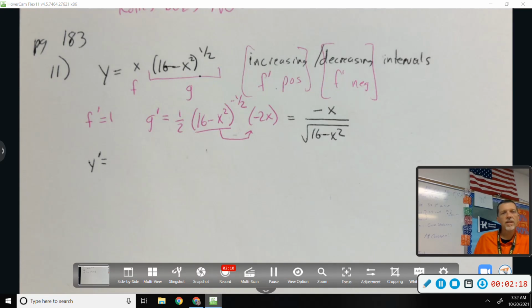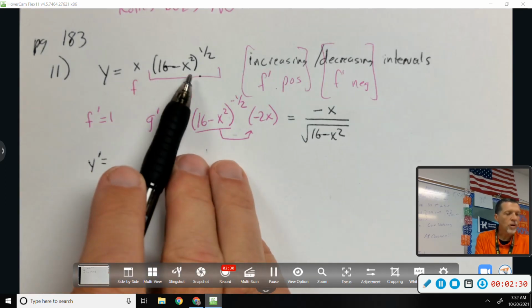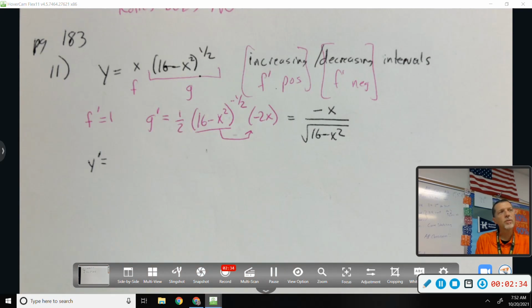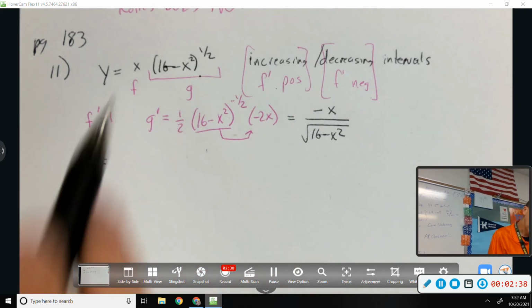You could not avoid the product rule on that one. Right? Like on the quiz, you could have. I hope you distributed first to avoid the product rule, but you can't distribute an x into a square root. So you can't avoid the product rule on this one. So it's a good question, because sometimes you can, but not here.